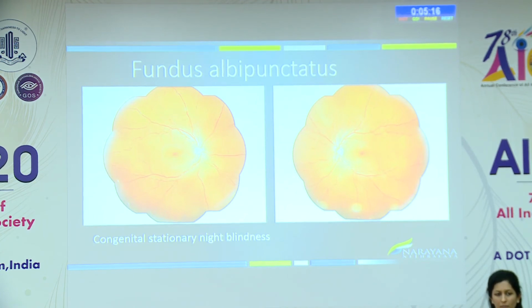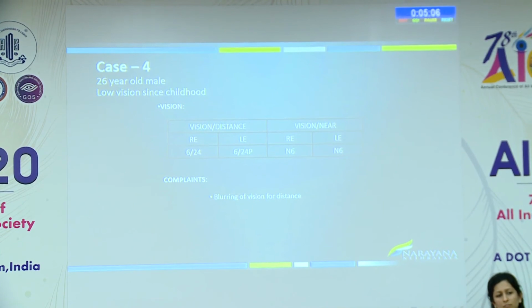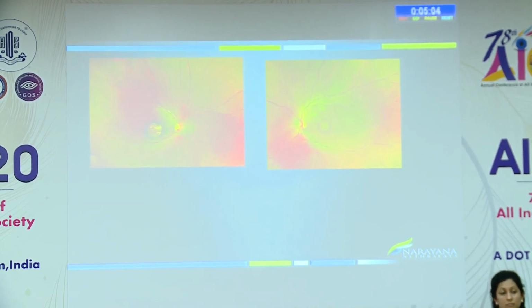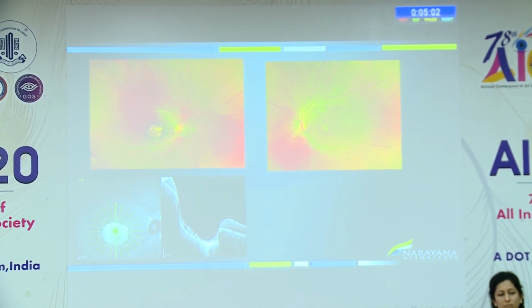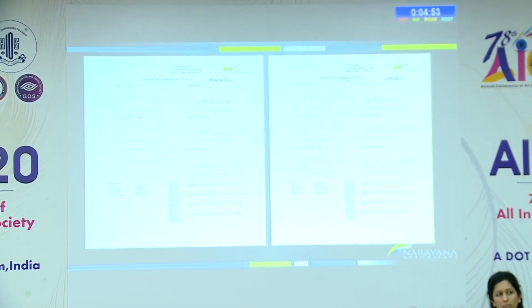The fourth case was a 26-year-old male who presented with a history of low vision since childhood, vision of 6/24, and near vision was quite okay, N6. This was his fundus. He had an atrophic macular lesion. In fact, it was almost an excavated lesion over the fovea when we did an OCT. The left eye had just foveal atrophy with outer retinal loss. We did a full field ERG, which was almost okay.